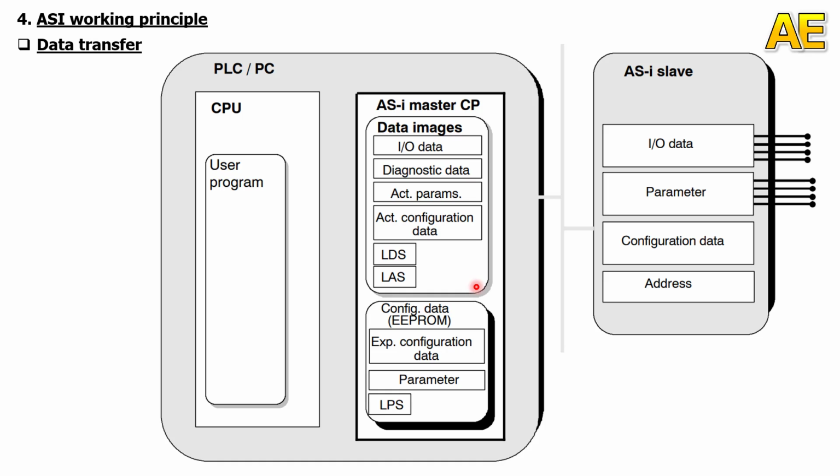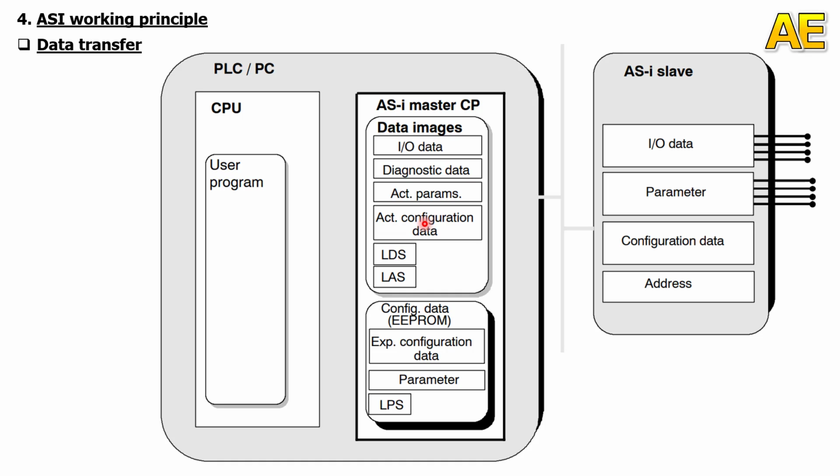First, I will talk about the actual parameter here. They are an image of the parameters currently on the ASI slave. And the actual configuration data here. This is the data field containing the I/O configuration and the ID code of unconnected ASI slaves, once these data have been read from the ASI slave.